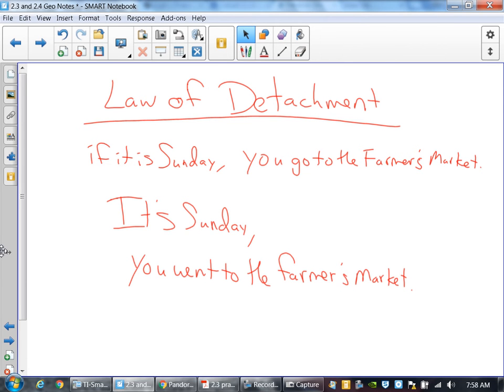See how it's choppy? It's because we went from having a complex sentence structure with different clauses to simple sentences, which is very choppy. For example, it is Sunday. So it's two different statements. What I want you to think of is detachment is just very choppy, okay?